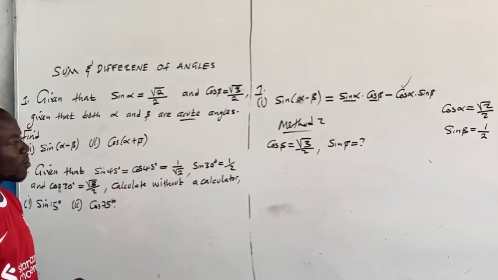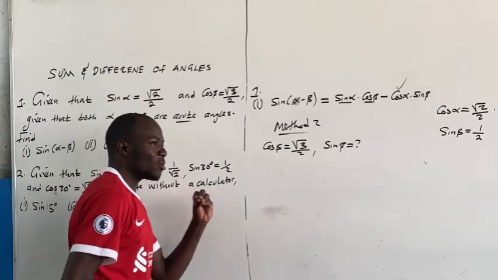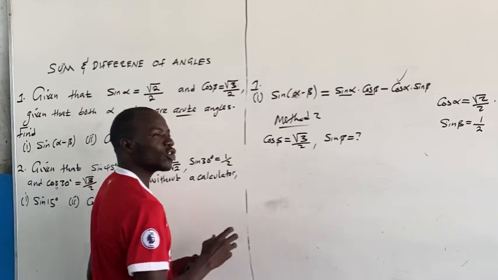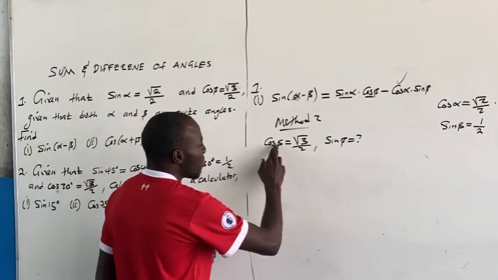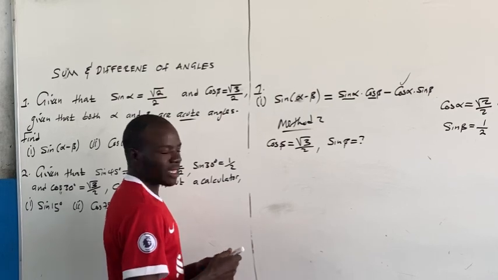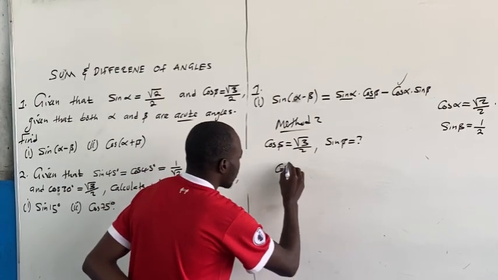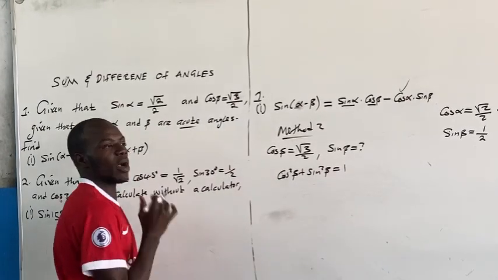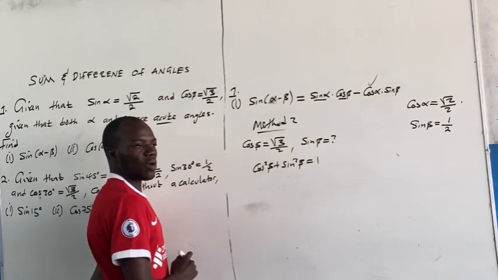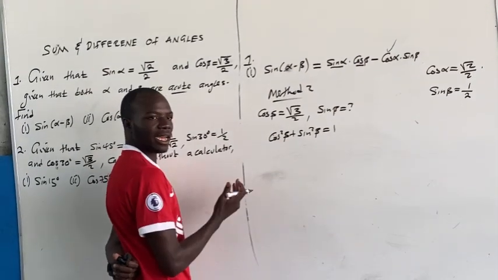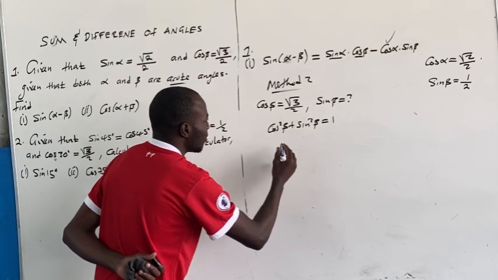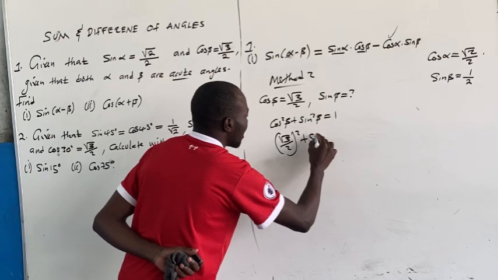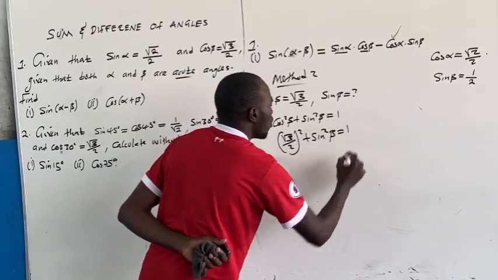Now we know from trigonometric identity that when you are dealing with the same angle, you square these ratios, and the sum of these squared ratios is equal to 1. In short, cos squared beta plus sine squared beta gives us 1. We know this identity. So now, since we are given cos beta, here it is squared: square root of 3 over 2 squared plus sine squared beta would be equal to 1.